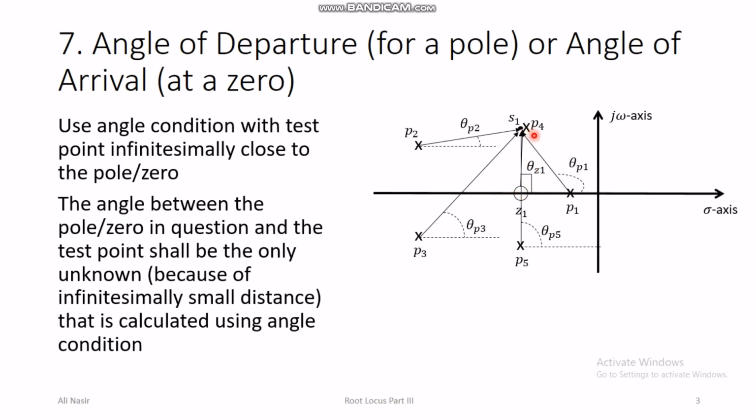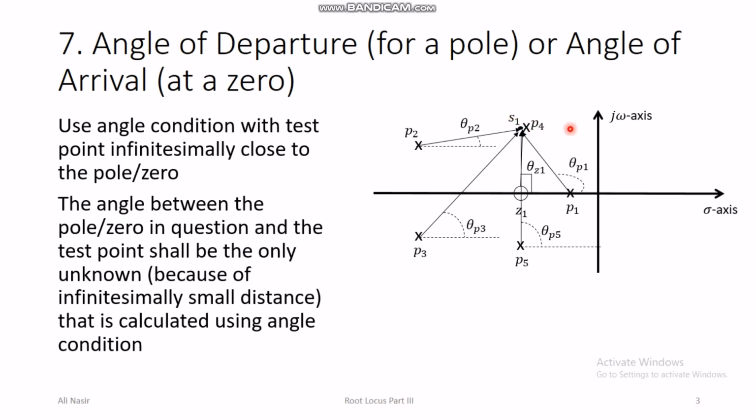So if we want to calculate the angle of departure of this pole, we put a test point S1 very close to this pole, and then we draw the vectors and calculate the angles as we did in the first part of the root locus lecture. And we also imagine a line between this pole P4 and the test point S1. So S1 is so close to P4 that we don't know whether it is on the right side of P4 or on the left side of P4.